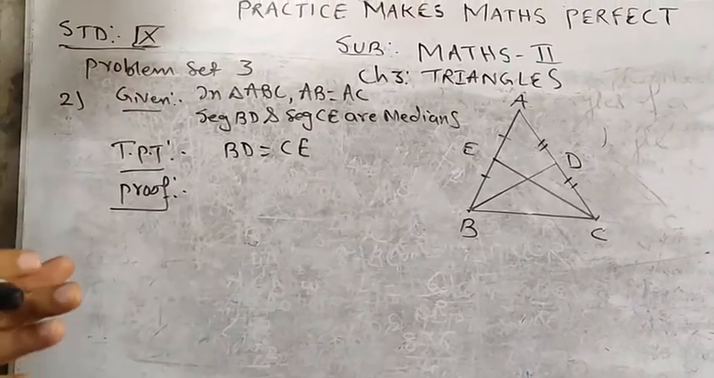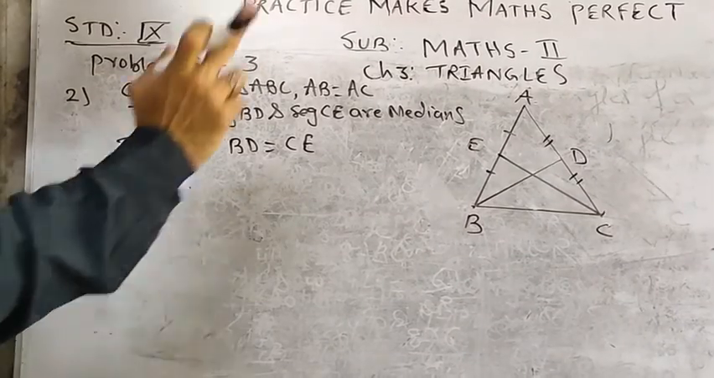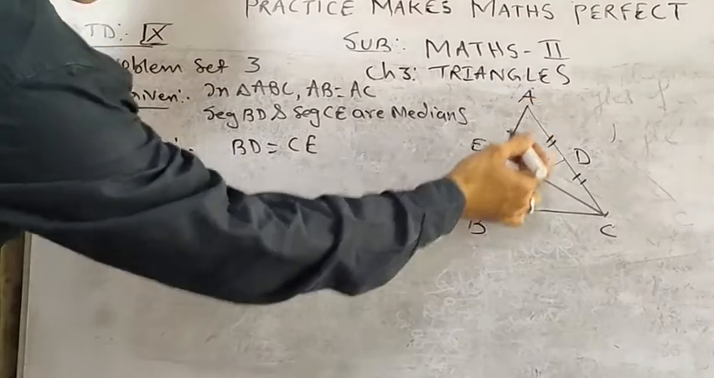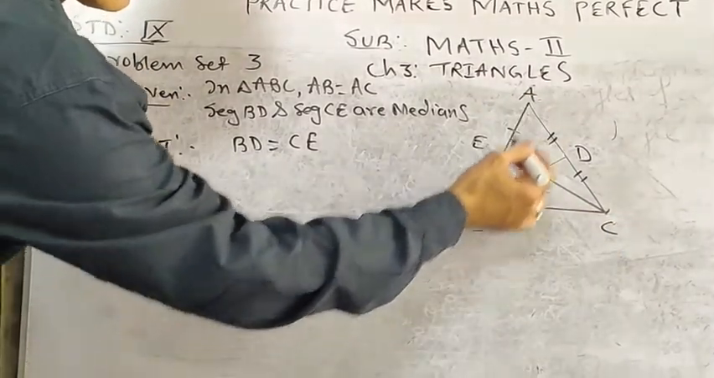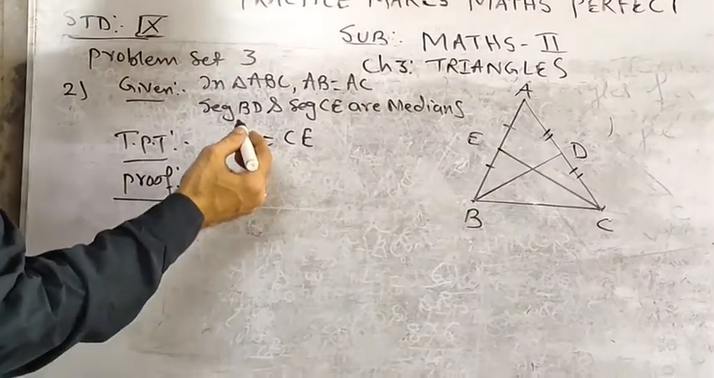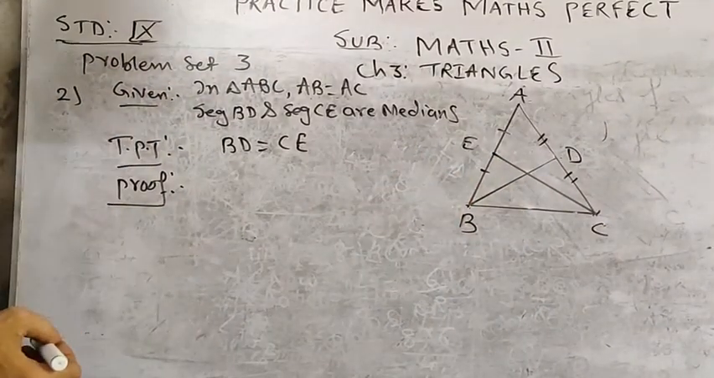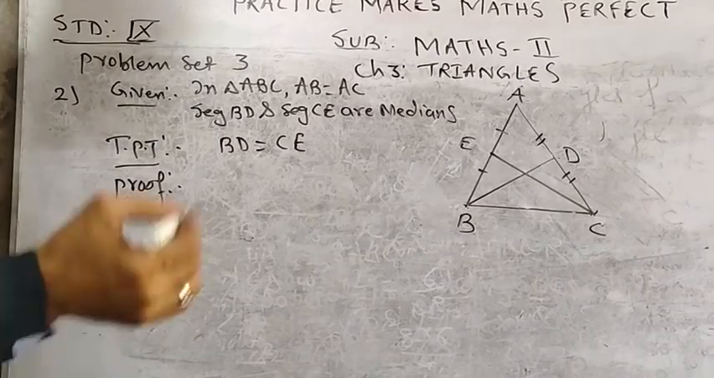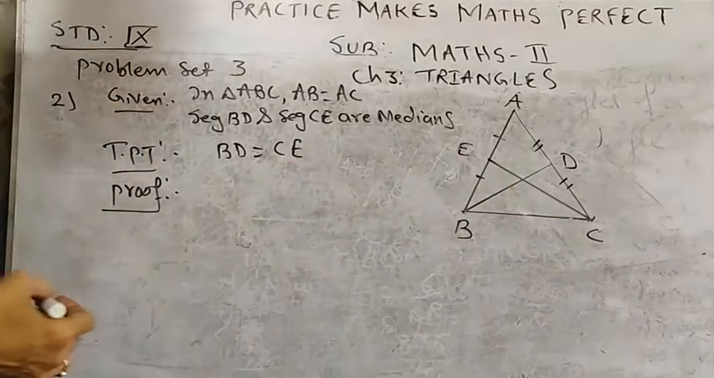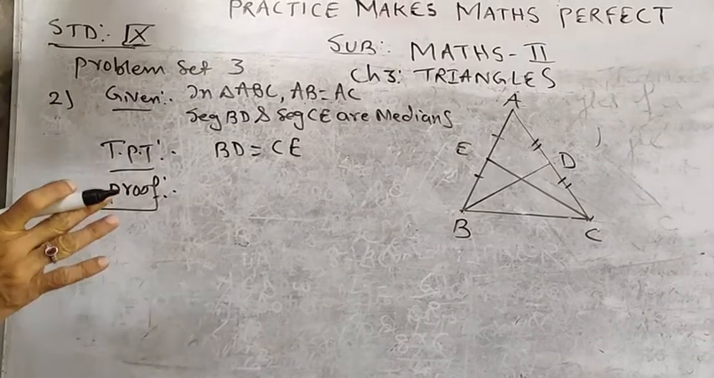Okay, now come to problem set 3, sum number 2. I would like to show you sum number 2. Diagram is not given, you have to draw the diagram. In triangle ABC, AB is equal to AC, and seg BD and seg CE are medians. You want to prove that BD is equal to CE. It is a very simple sum actually, but I want to show you because it is new for you.